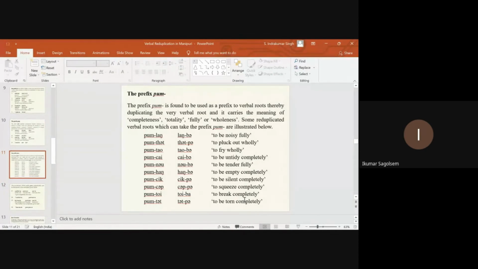There is a nominal lexical item called mapum, or hall, in Manipuri. The first syllable ma is an inalienable prefix, and the second syllable pum is a nominal bound root. This nominal bound root pum is used as a prefix added to a verbal root, thereby reduplicating the verbal root, and the meaning it carries is completeness, totality, fully, or wholeness. Some monosyllabic verbal roots which take the prefix pum are given here. Pum lang langba, to be noisy completely, pum hang hangba, to be empty completely, pum sik sikpa, to be silent completely, and pum tat tatpa, to be torn completely.